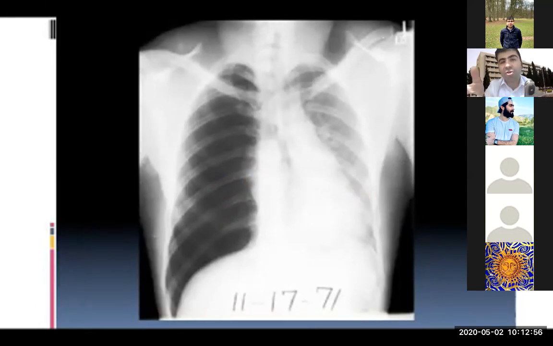Sometimes there is accentuation of the bronchovascular or lung markings. So this is sometimes seen in interstitial lung diseases. So either normal pulmonary marking or accentuation, or sometimes decreased lung marking, or absence of the lung marking, just like pneumothorax. Okay.